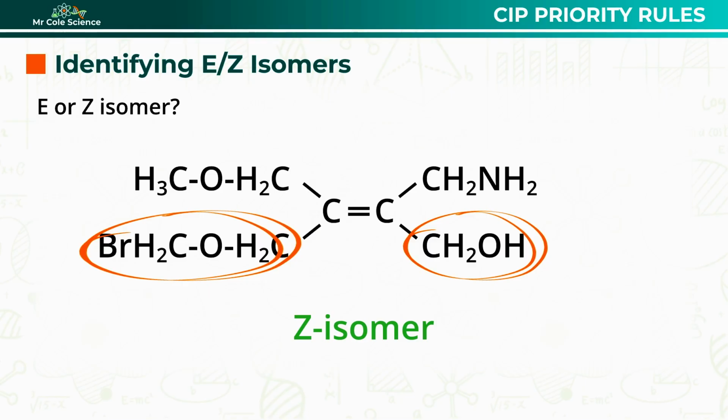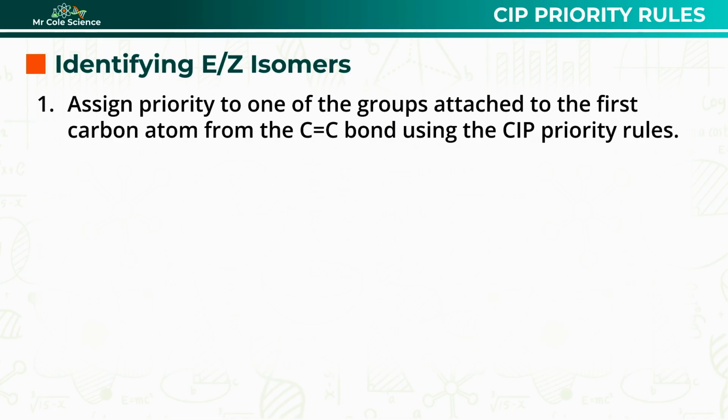So whenever you're determining whether a geometric isomer is an E or a Z isomer, remember to follow the same process every time. First, assign priority to one of the two groups attached to the first carbon of the carbon-carbon double bond. To do this, compare the atoms directly bonded to that carbon atom. If they are different, the group containing the atom with the higher atomic number has priority. If the atoms are the same, compare equivalent atoms further into the groups until you reach the first point of difference. The group containing the atom with the higher atomic number at that point has priority.